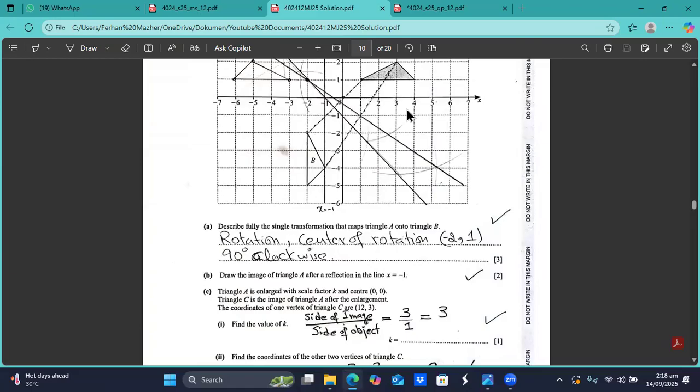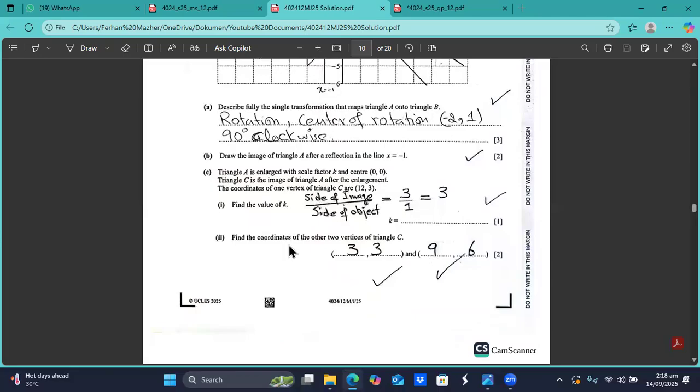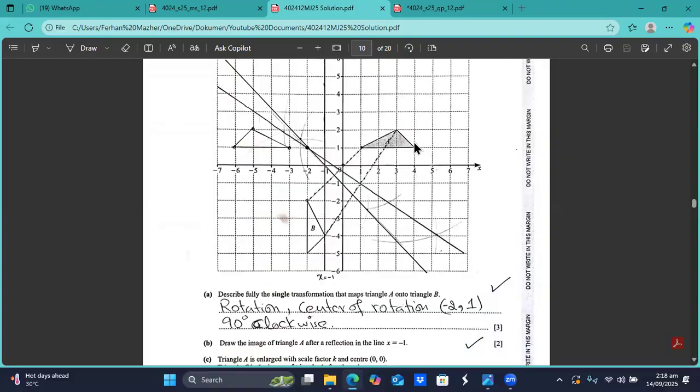So this 4 on the x has been multiplied with the 3, and 1 on the y has also been multiplied with the 3. Their question is find the value of k. The value of k will be, you see, this point, its x is 4, and its image x is 12. So divide the image with the object. So 12 divided by 4, you get 3.